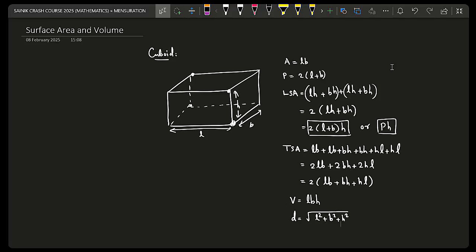One more important thing: if they mention only surface area and don't mention which type it is, lateral or total, you have to consider total surface area only.